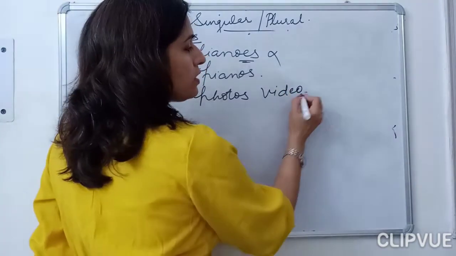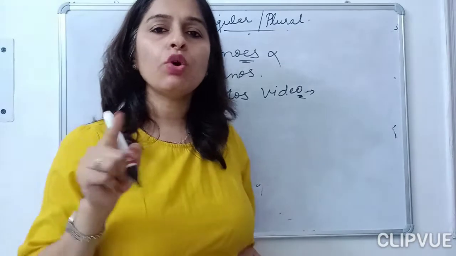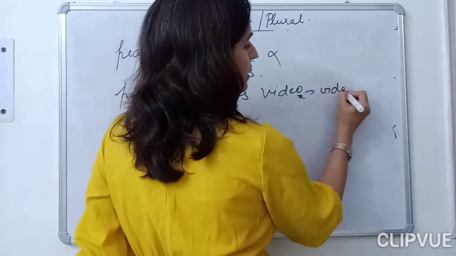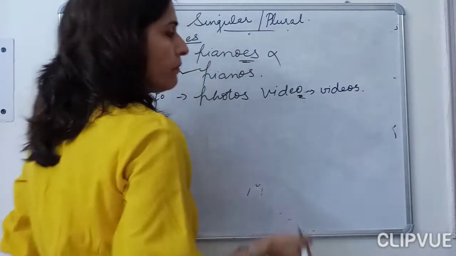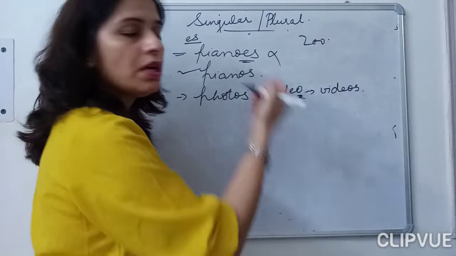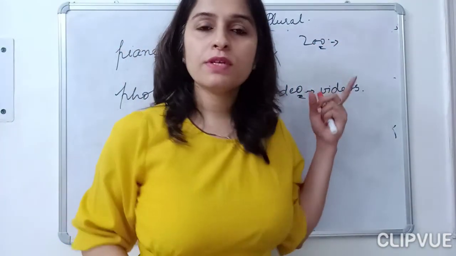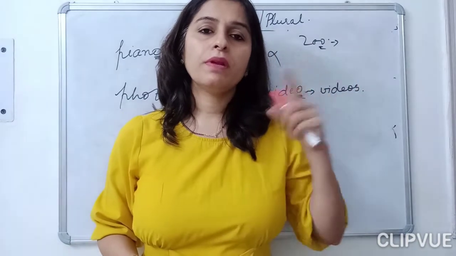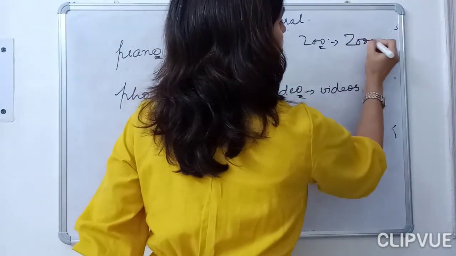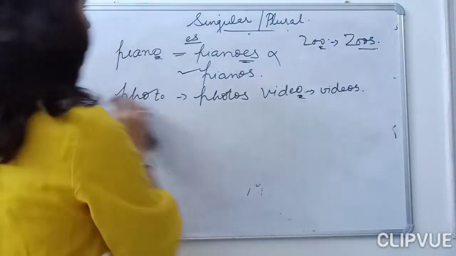Same, you can take video. Ending with O, but we don't write the spelling as videoes, but rather we write it as videos. You can take more words like zoo. It's ending with O, but we don't spell it as zooes. Instead, we spell it as zoos. Now let's move on quickly to the other topics, children.